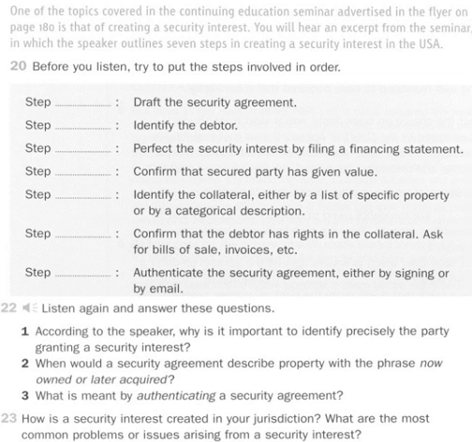Perfect the security interest by filing a financing statement. After the security agreement is authenticated, it binds the debtor and the secured party. To make it fully effective against subsequent creditors, the secured party must perfect the security interest, typically by giving constructive notice to third parties.